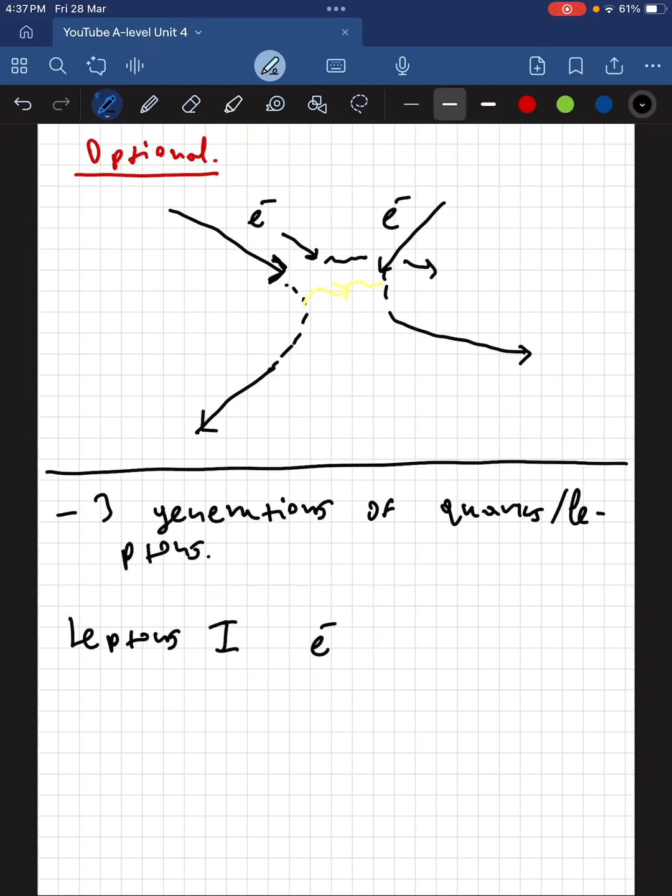So okay, we have the electron and the electron neutrino. The charge is -1 for the electron, and the charge of the neutrino is 0. The mass of the electron is 0.5 MeV over c squared, and the mass of the neutrino is about 0. Okay.